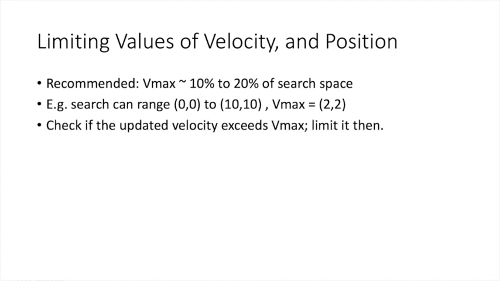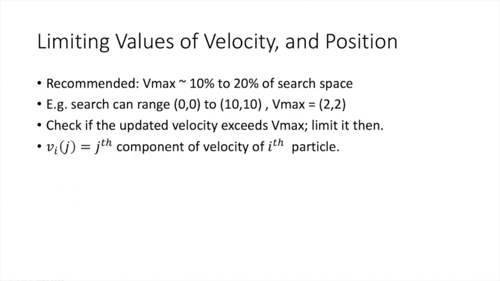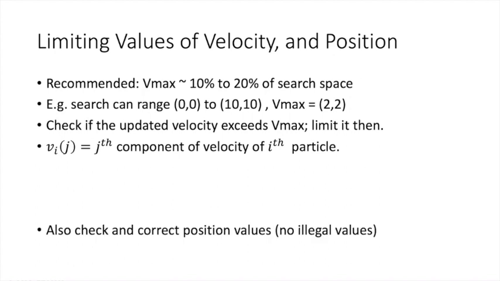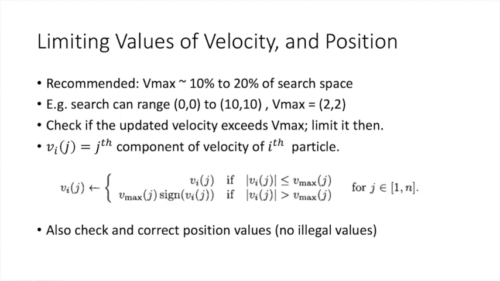Now, every time we update the velocity of each particle, we must check to see if we have exceeded the maximum velocity, and if so, we cap it. That is, we must check for each component of the velocity of each particle, and if any component exceeds the corresponding limit in Vmax, then we cap it. Similarly, we must ensure that each solution values are also within the bounds, and if they grow out of bounds, then we must clip them.